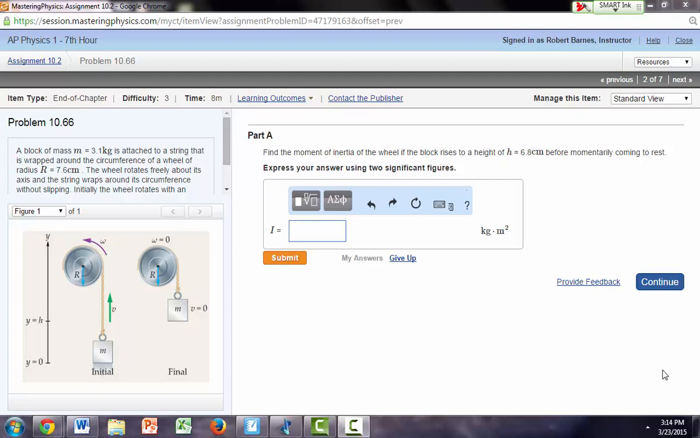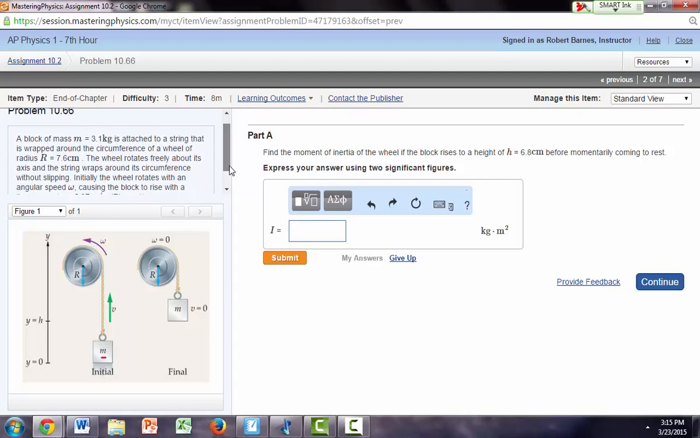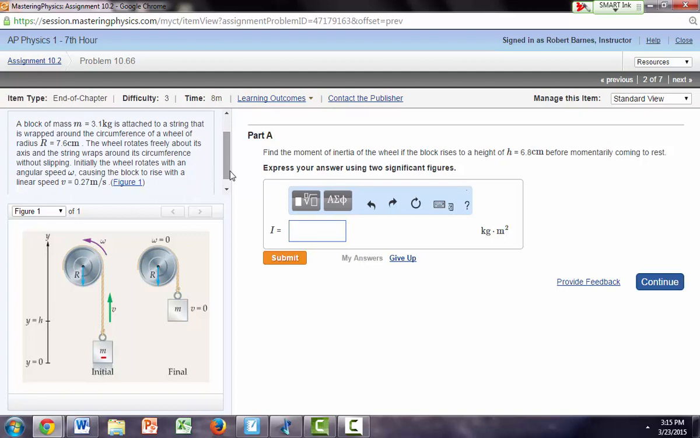A block of mass M, 3.1 kilograms, that's the mass of this block right down here, is attached to a string that's wrapped around the circumference of a wheel that has a radius of 7.6 centimeters. The wheel rotates freely about its axis, and the string wraps around the circumference without slipping. Initially, the wheel rotates with an angular speed of omega, causing the block to rise with a linear speed of 0.27 meters per second. So the block is going up at 0.27 meters per second. We want to find the moment of inertia of the wheel if the block rises to a height of 6.8 centimeters before momentarily coming to rest.